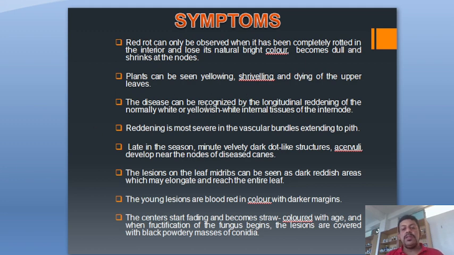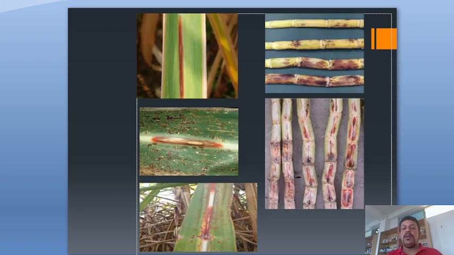Okay, the disease can be recognized by the longitudinal reddening of the normally white or yellowish white tissue in the internode area. Late in the season, minute velvety dark dot-like structures, acervuli, develop near the node of the diseased cane. Acervuli is nothing but the fungus's reproductive stage.